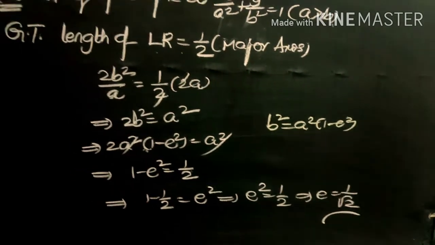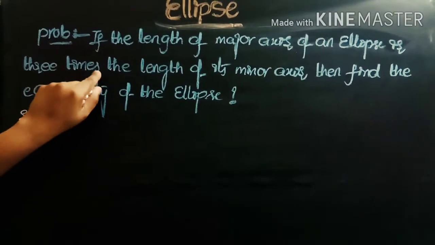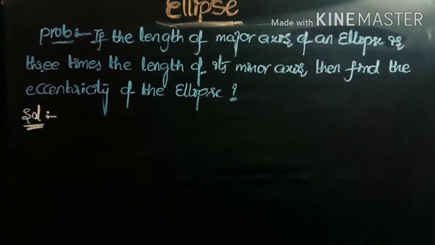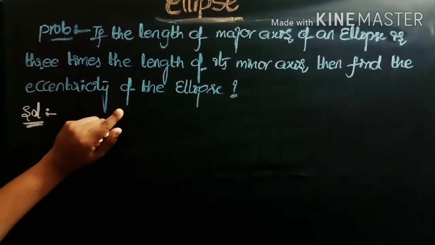That's all. This is the required answer. If the length of the major axis of an ellipse is 3 times the length of its minor axis, then find the eccentricity of the ellipse. So given that the length of the major axis is equal to 3 times the length of the minor axis.